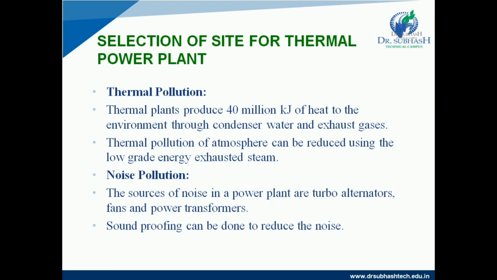Another thing is noise pollution. The sources of noise in a power plant are turbo alternators, fans and power transformers. Soundproofing can be done to reduce the noise pollution.